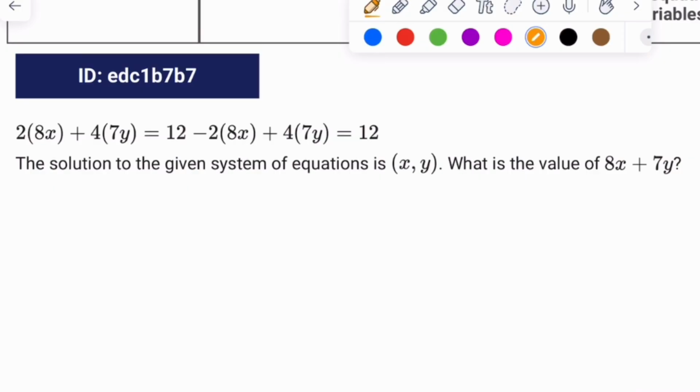Let me see where this, I think it's supposed to end after the 12, so it should be like that. So 2 times the quantity 8x plus 4 times the quantity 7y equals 12 is one equation. And the next one, negative 2 times the quantity 8x plus 4 times the quantity 7y equals 12. The solution to the given system of equations is (x, y). What is the value of 8x plus 7y?